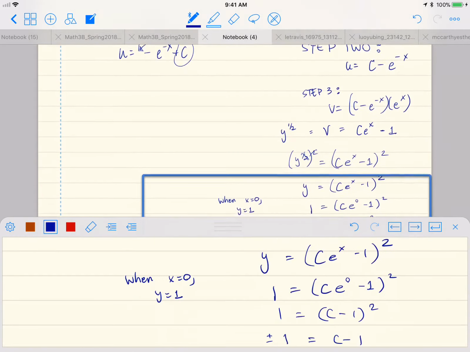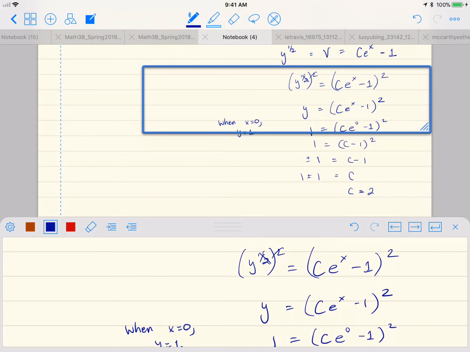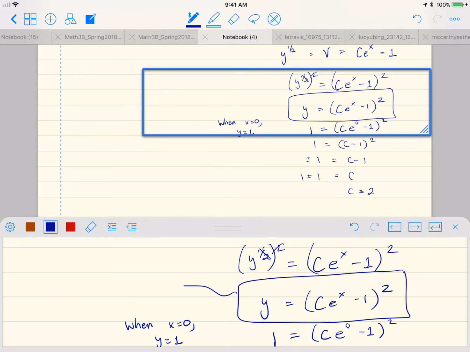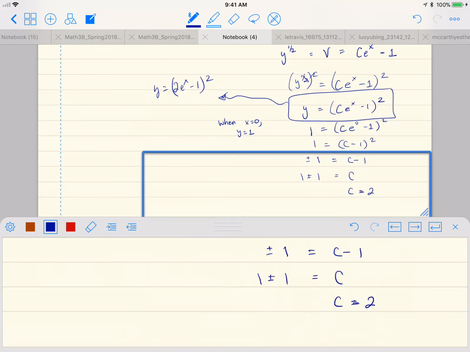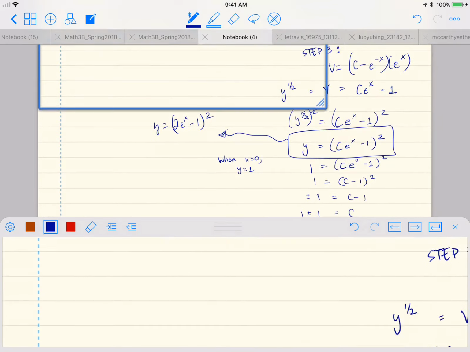Then what's our solution here? If c equals 2, then this equation here turns into y equals 2 e to the x minus 1 quantity squared. If we use c equals 0, then we just get the constant solution y equals 1, which is a trivial solution.